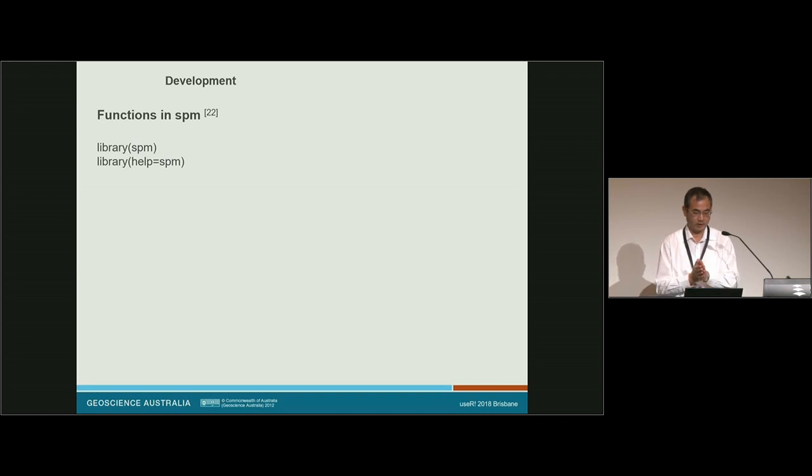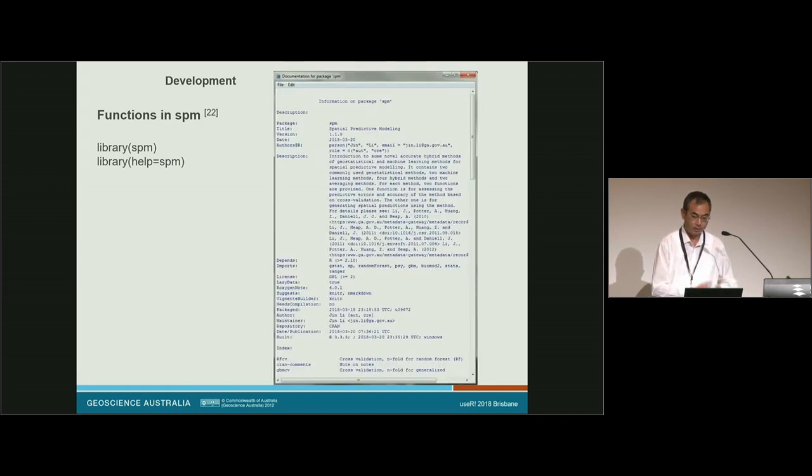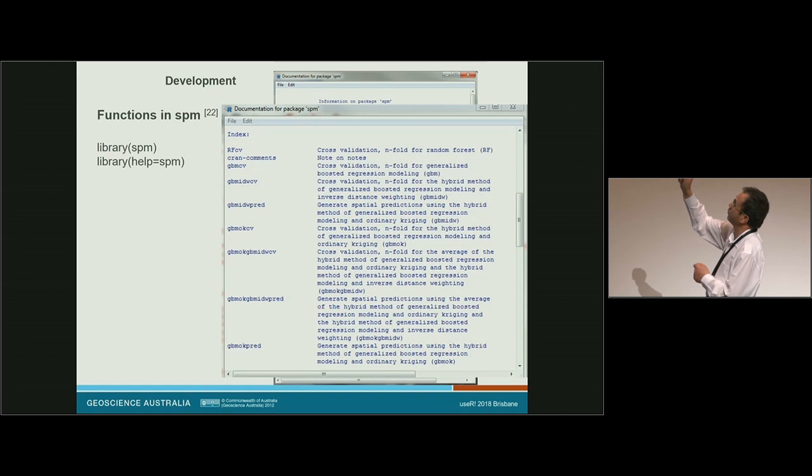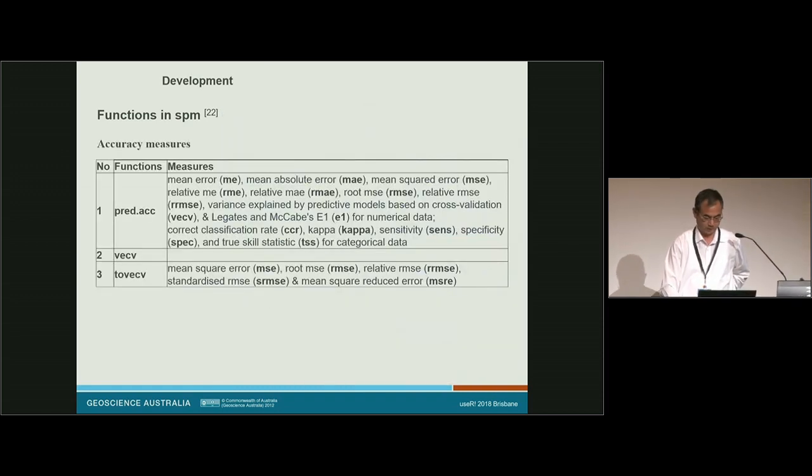Right, so now the functions in SPM. If you type those two lines, you'll get something like this. And if we look slightly closer, you'll see that there are more functions in there. For example, GBM, okay. Yeah, right. For example, GBMOKCV and GBMOKPred. So for that method, you only have two functions to run. Actually, we have over 20 functions in there.